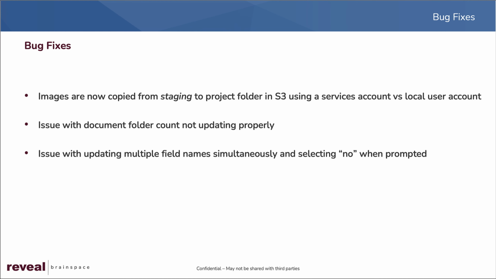Regarding bug fixes, there were several issues associated with the Review Manager that have been addressed. Starting with user permissions, we've had some requests for a lockdown site. Given that requirement, Reveal will now copy data from the project folder to the platform's S3 storage using a services account rather than a local user account. We've also resolved an issue where the number of document folders were not always updating appropriately. Another issue that has been resolved is related to users updating multiple field names simultaneously, and then selecting No, that No selection was not being applied.